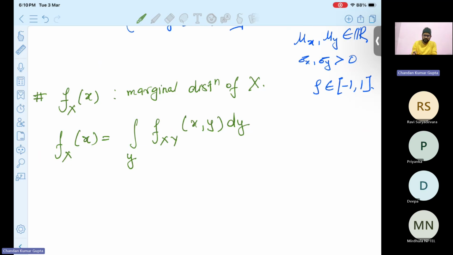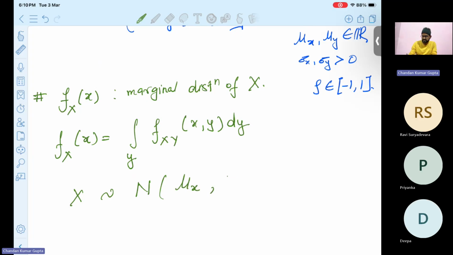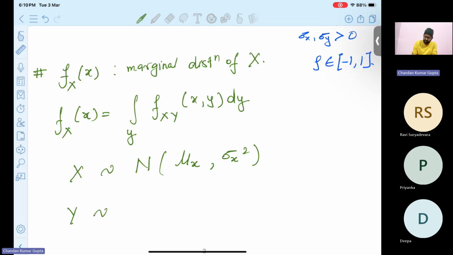Now, for this normal case, let me write directly: x follows the normal distribution itself with mean mu_x and variance sigma_x square. So this is the property. The marginal distribution of a bivariate normal distribution is again a normal distribution with the corresponding parameters mu_x and sigma_x square. And similarly, y is again normal with mu_y and sigma_y square.